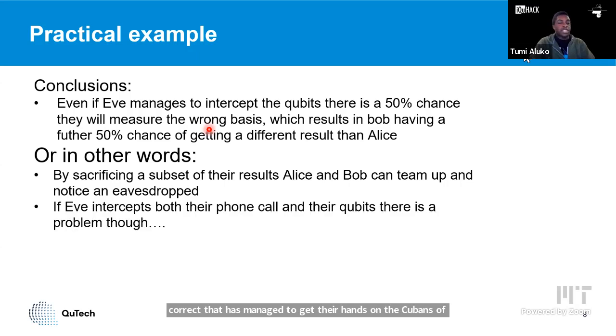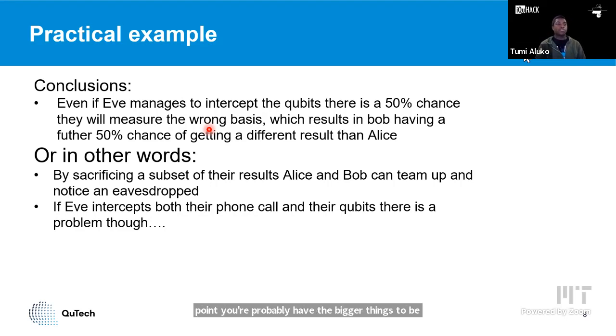Of course, this is not without any flaws, because if Eve manages to intercept both their phone call, so when Alice says that, hey, I measured in basis X for these qubits, you should measure in that basis as well, and also has access to the qubits, then, well, there's nothing to be done. But I think at that point, you probably have bigger things to be worried about.